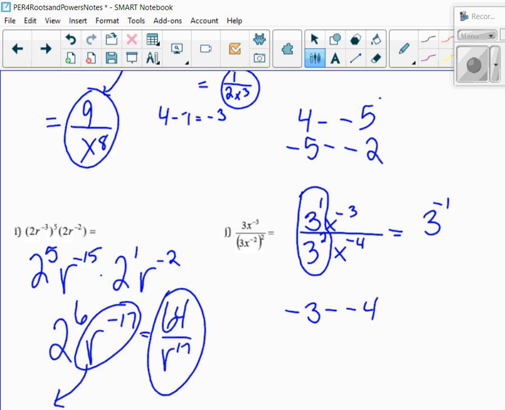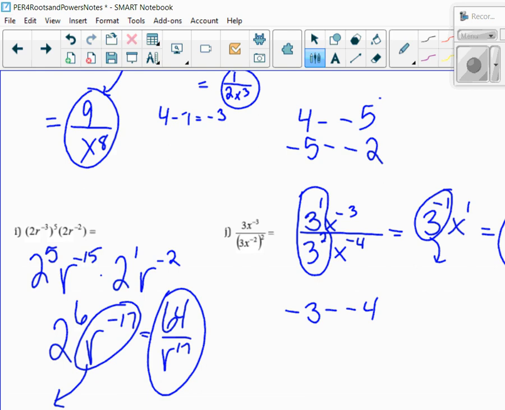What do I get there? Positive 1. So x to the power positive 1. Can I leave my answer like that? No, I cannot have this like that. So this slips down, and my final answer is x over 3. How'd we do there?